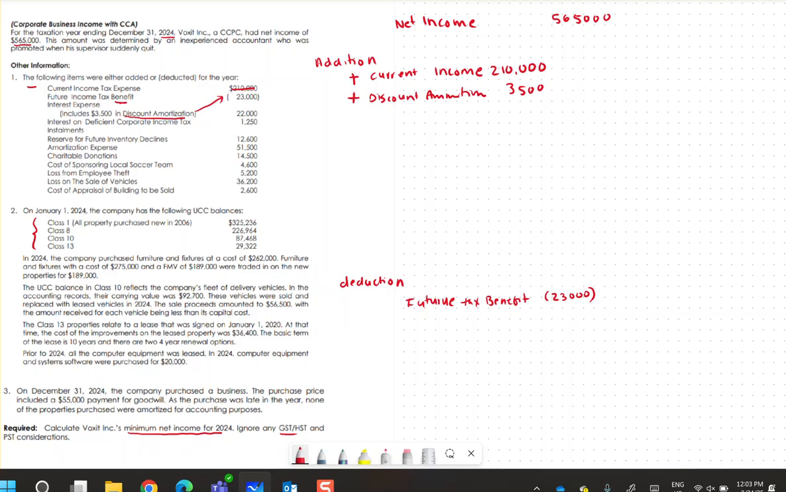Going further, we have interest on income tax. It's deductible for accounting purposes, but it's not deductible for income tax purposes. So we have interest on income tax, and we add it back. How much did we add back? 12,500. Then we have a reserve on future inventory decline. This reserve relates to inventory that is not allowed. If it's not allowed, we have to add it back, and it's an inventory reserve.